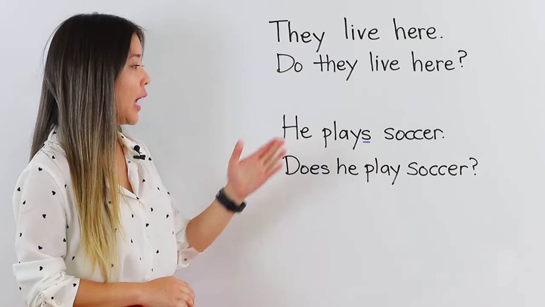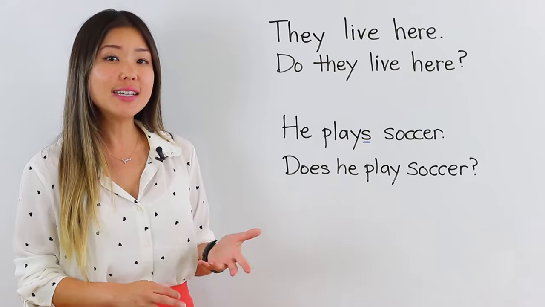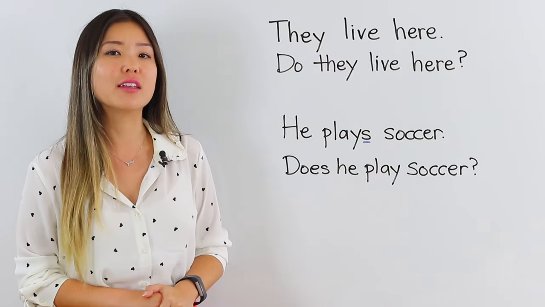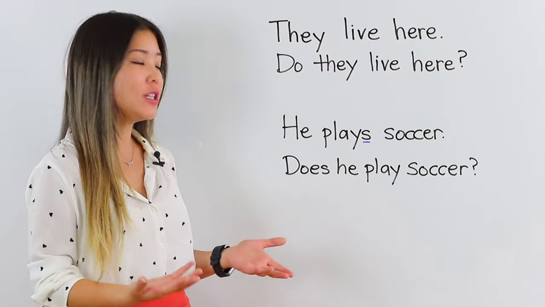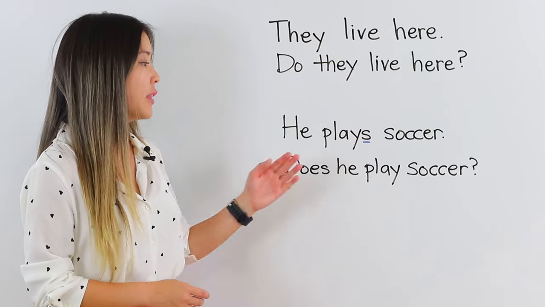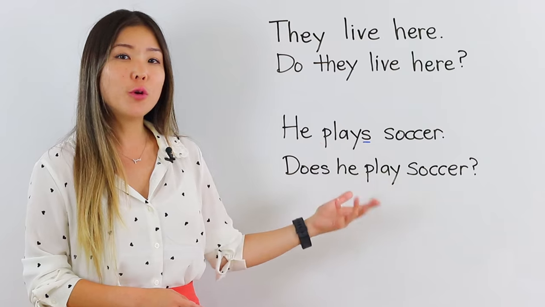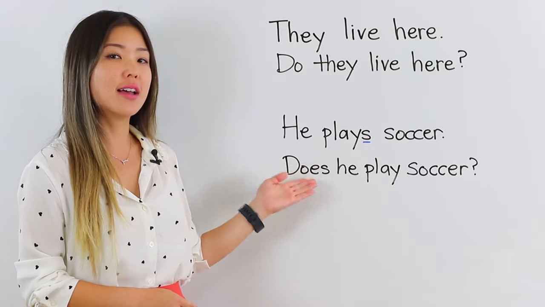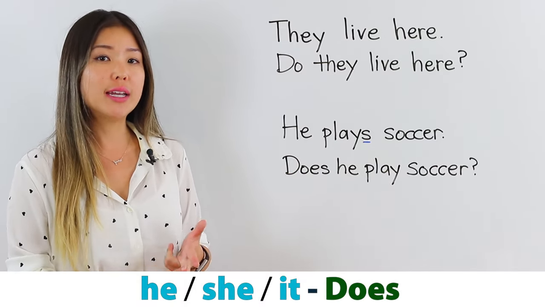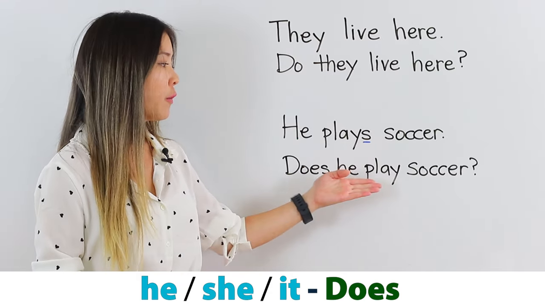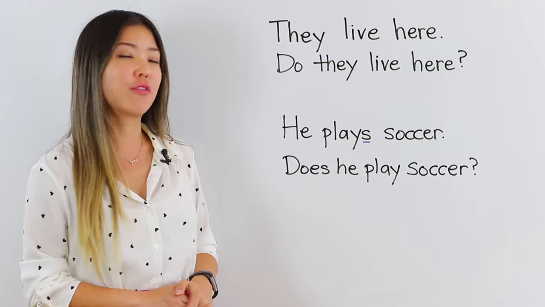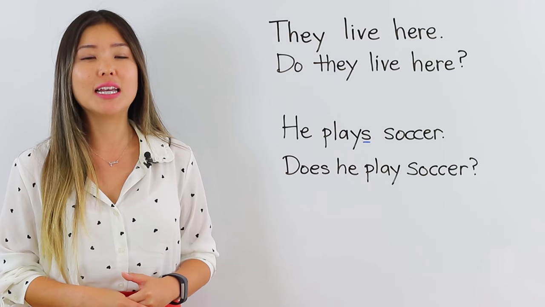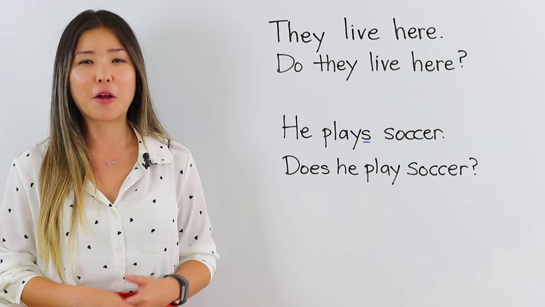So if the subject is I, you, we, or they, simply add do to the beginning of the question. How about this one? He plays soccer. In this statement, the subject is he, and that's why, you should know by now, I have an S at the end of play. However, to turn this into a question, I add does at the beginning. Does he play soccer? What you'll notice here is that I no longer have the S at the end of play. Instead, I just use does at the beginning. So for he, she, or it, put does at the beginning, and don't worry about putting an S or ES at the end of the verb. So to review, one possible way of forming a question for the present simple tense is using do or does at the beginning. All right, let's move on.